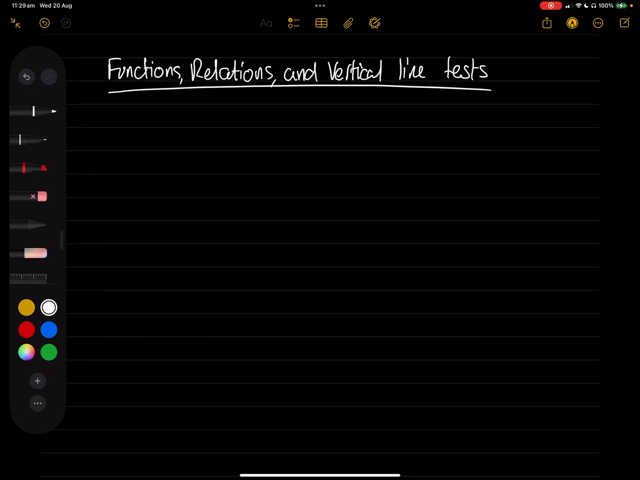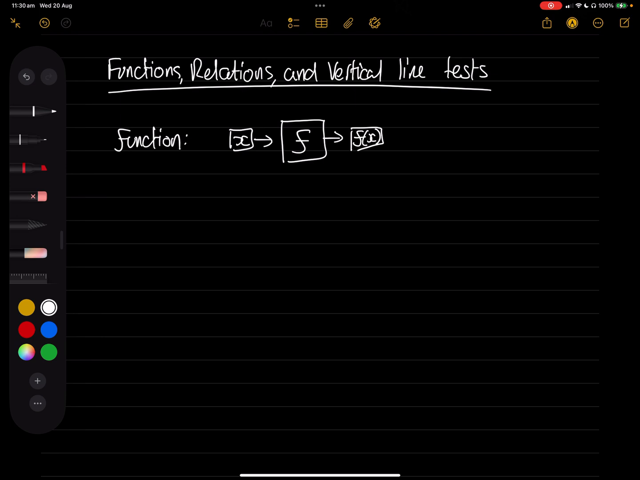Given that we've now defined a function and we've identified how we can evaluate a function, we're going to talk about functions, relations, and something known as the vertical line test. So we said that a function was something that had an input, it went into the function box, and then it gave us an output. So this is our broad definition of a function.